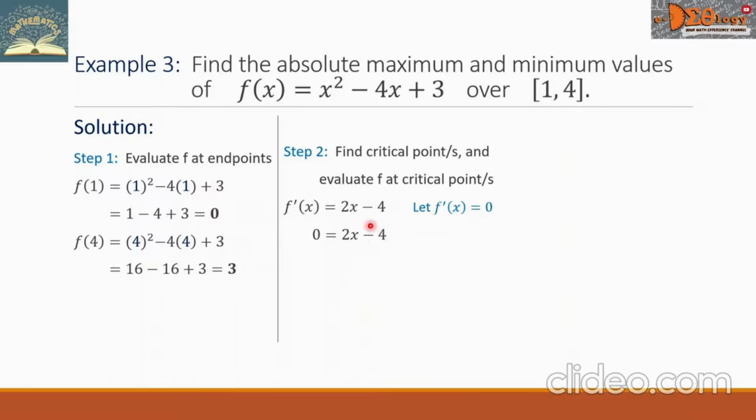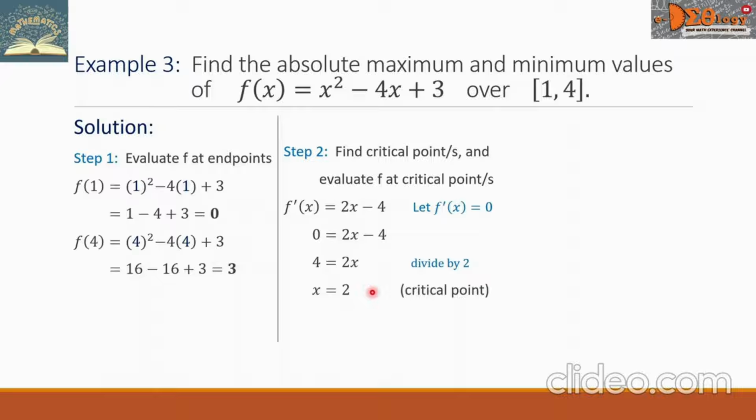This negative 4 we transpose to the left side. From negative, it becomes positive 4. Then, we want the x. We divide this equation by the coefficient of x, which is 2. If we do that, we will get the value of x. X now equals 4 divided by 2, which is 2. So we have this x equals 2 as the critical point.